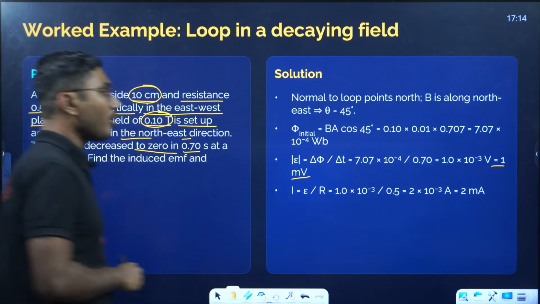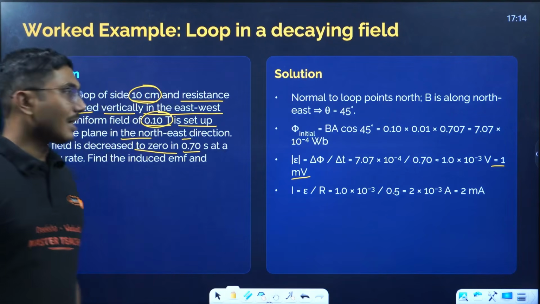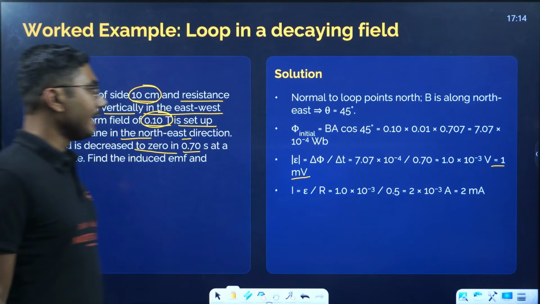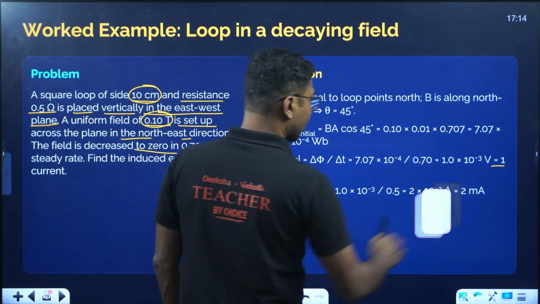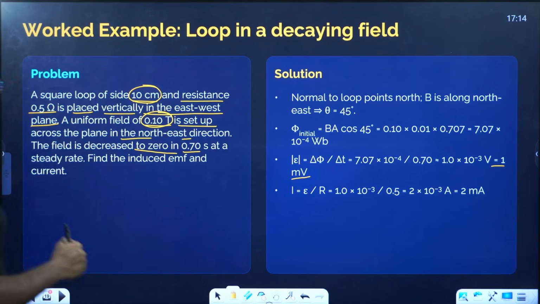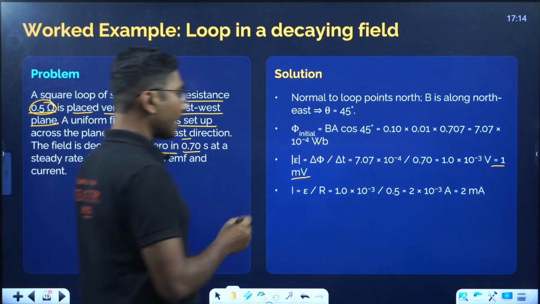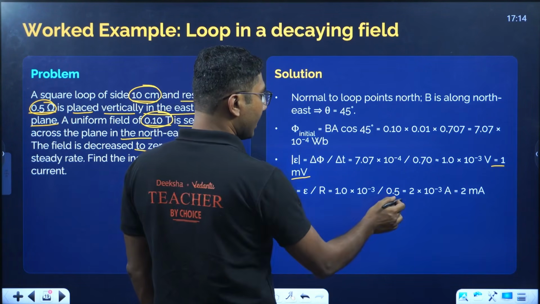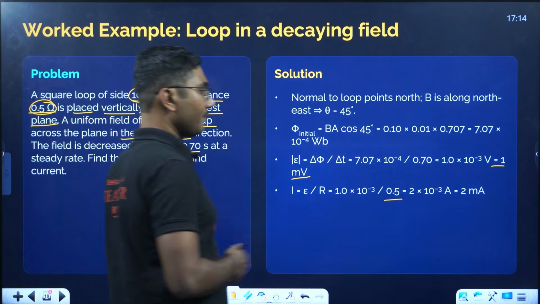Then you need to calculate the current. That is super important; this is not done, you also need to find the current. The current will turn out to be 2 milliampere. How to find the current? Here the resistance is given as 0.5 ohm. So once you calculate the EMF, you just need to divide it by the resistance to get the current.